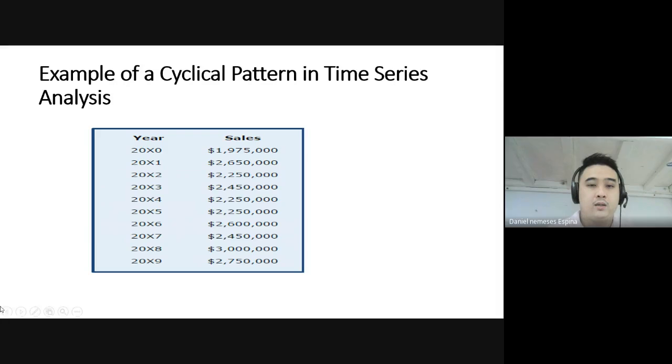Okay, so these are the data. So these are the sales figures taken from their financial statements, for the years 2010 to 2019. Let us see what the cyclical pattern looks like.